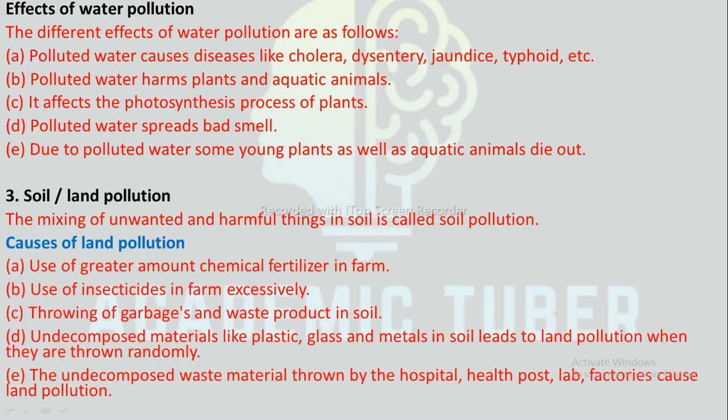Causes of soil or land pollution. Use of greater amount of chemical fertilizers in farms, use of insecticides in farm excessively, throwing of garbage and waste products in soil, undecomposed material like plastic, glass and metals in soil leads to land pollution when they are thrown randomly. The undecomposed waste material thrown by hospital, air force, etc. also causes the land pollution.